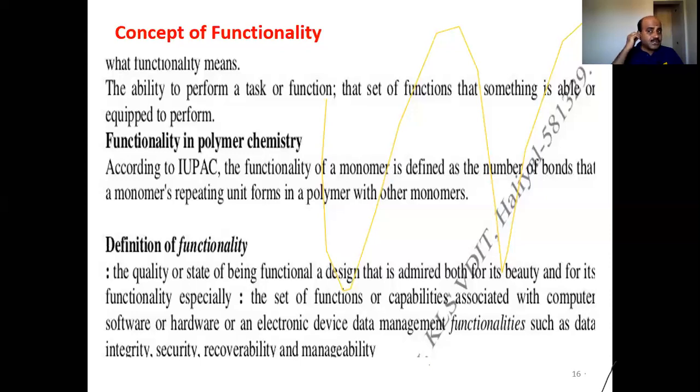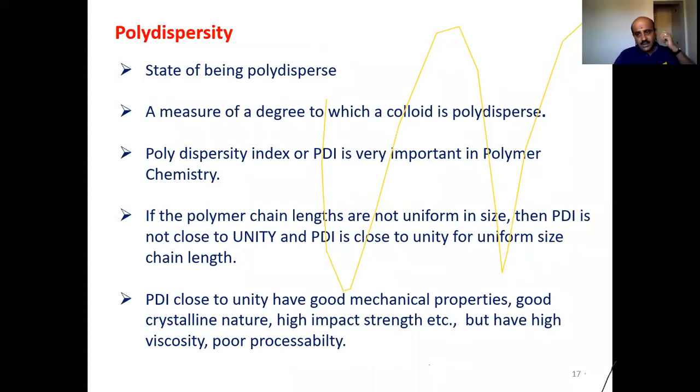Let us move on to the next concept, what we call polydispersity. These are all concepts you might have discussed in your chemistry, either engineering chemistry or the chemistry concept at your PU level. What do you actually mean by the word polydispersity? It means the state of being polydispersed. Basically, polydispersity measures the degree to which a colloid is polydispersed, so how it is dispersed in different directions and different masses. This is what we call polydispersity.